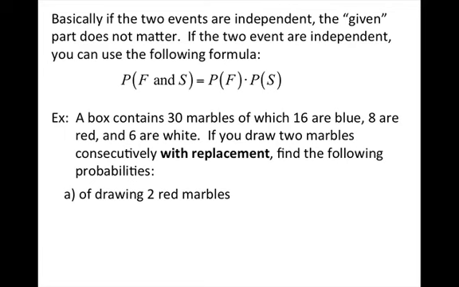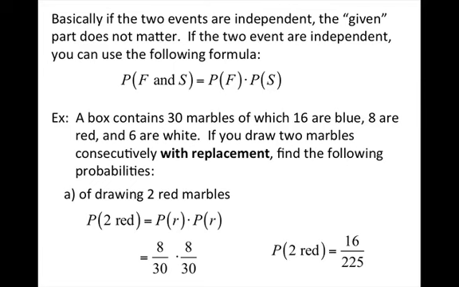So I want to find the probability of drawing 2 red marbles. That's just the probability that the first one is red times the probability that the second one is red. For each draw, I'm going to have all 8 red marbles out of the 30 possible marbles. So I have 8 over 30 times 8 over 30. So the probability of drawing 2 red is 16 out of 225.